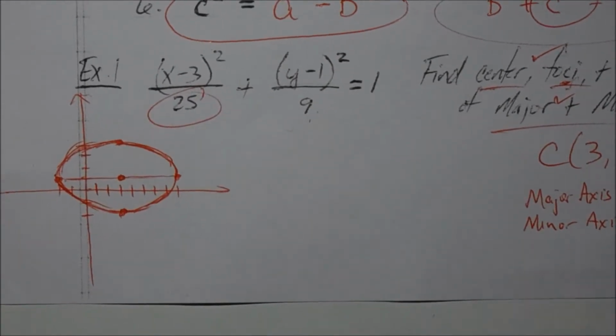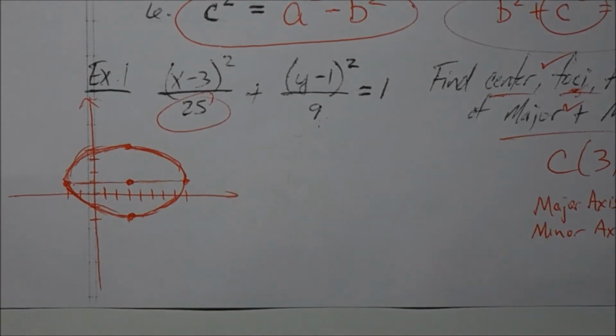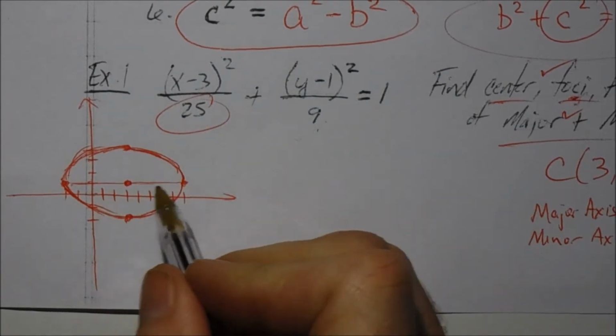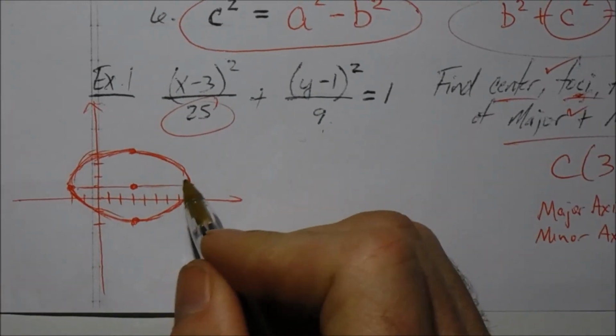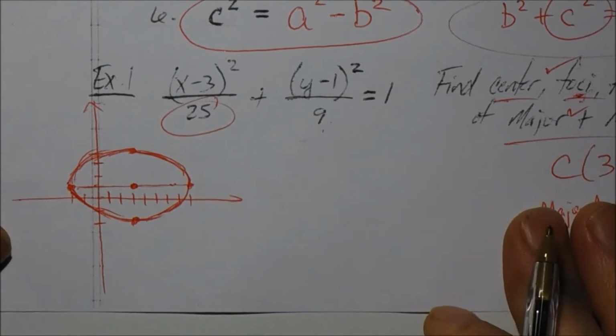Boy, that just looks terrible. Look at that guy. But if you were using a pencil, you could straighten that out. A quick sketch of it is fine. But we know the foci are on that major axis. They're out like here and here somewhere, right? We need to locate them exactly.